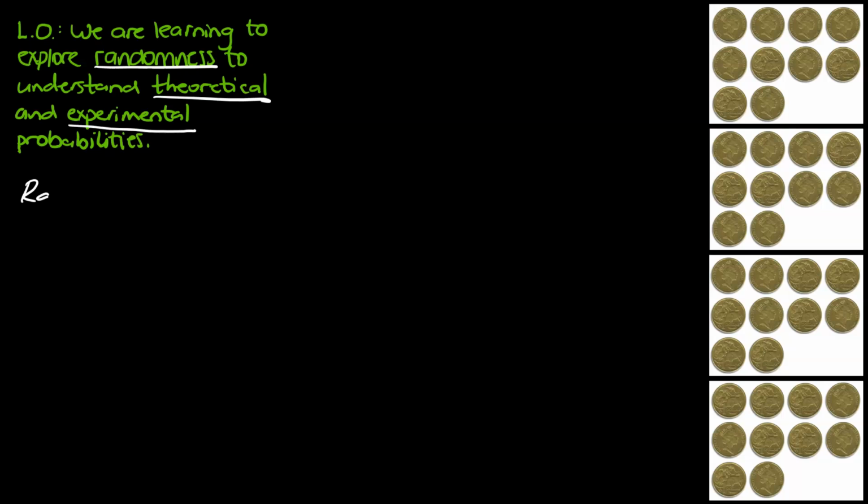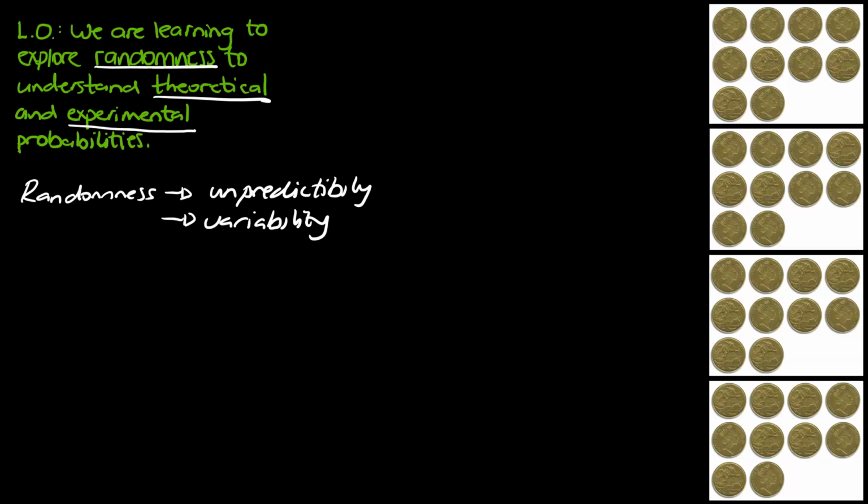So the idea of randomness is connected to the idea that some things are just unpredictable. And whilst you could give it a best guess or a good crack at trying to figure out what's going to happen, there's always a degree of variability that you'll never be able to account for. So that idea of unpredictability and variability that we can't account for. Those are the key ideas that relate to randomness.